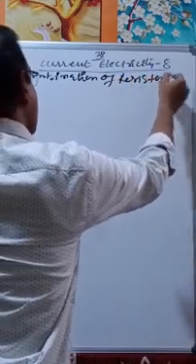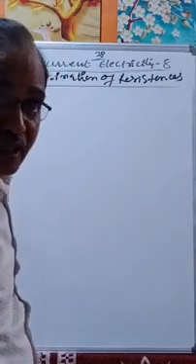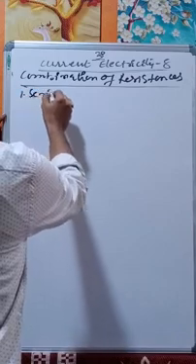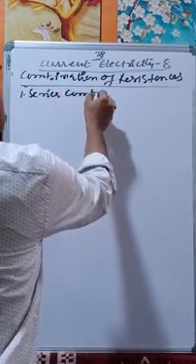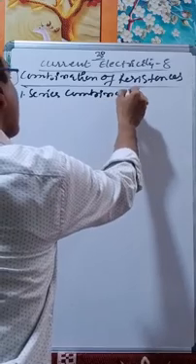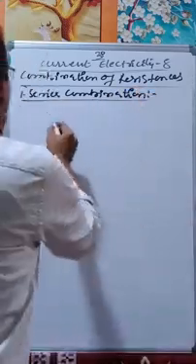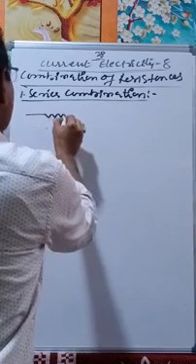There are two types of combination. One is the series combination, or it is a parallel combination. The first one is the series combination.